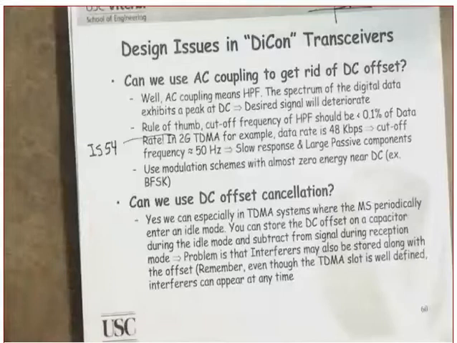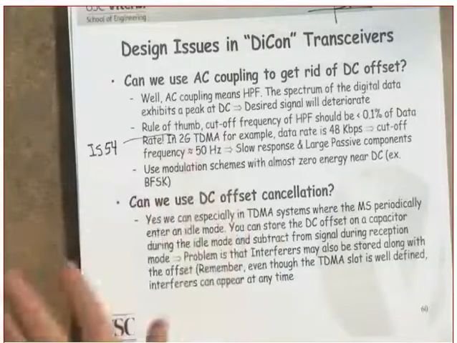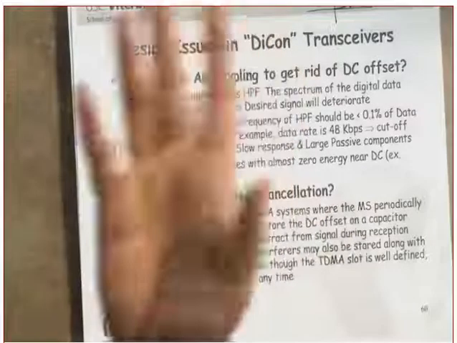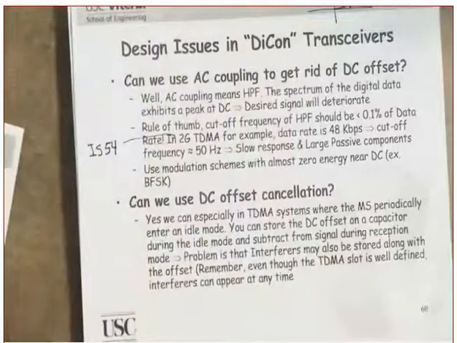However, the problem with this is that interferers don't care about time slots. Interferers can come at any time slot. Did you understand what I just said or not? Yes or no? So even though during the time you are trying to offset the DC, there could be interferers that change the DC.